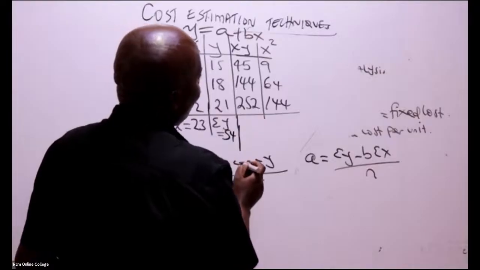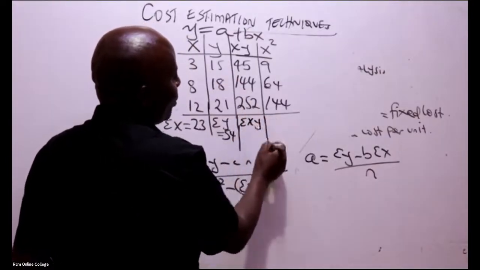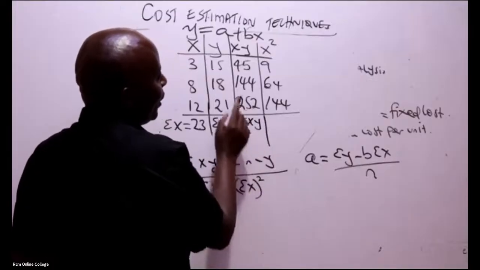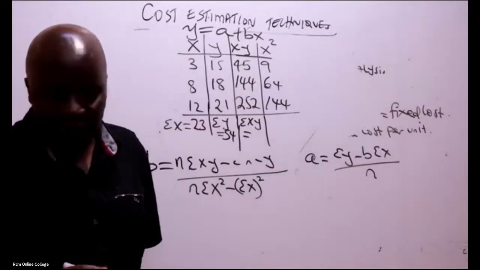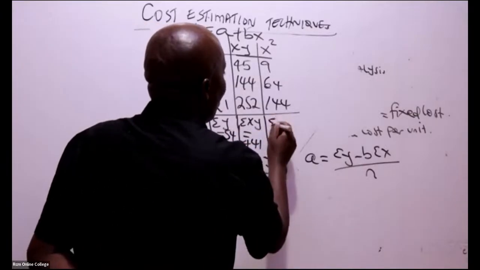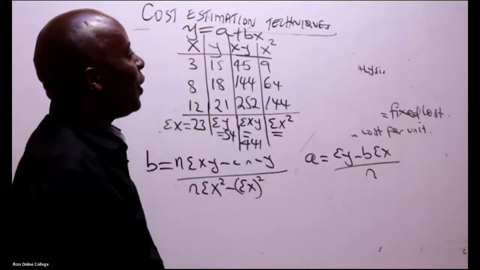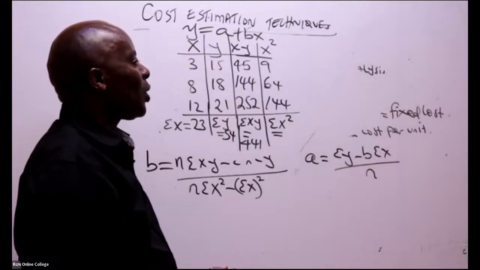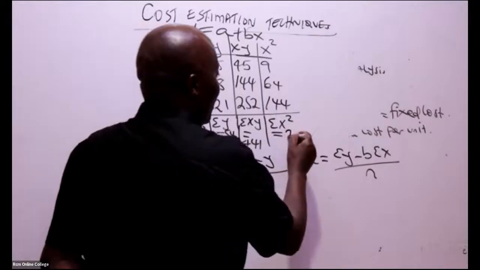From there, ladies and gentlemen, we have here the summation of xy. So the summation of xy equals, you're adding 45, 144, 252. What do we have there? 441. So here we have 441. Thank you so much. And then lastly, we have the summation of x squared. So the summation of x squared, we have 9 plus 64 plus 144. This gives us 217.